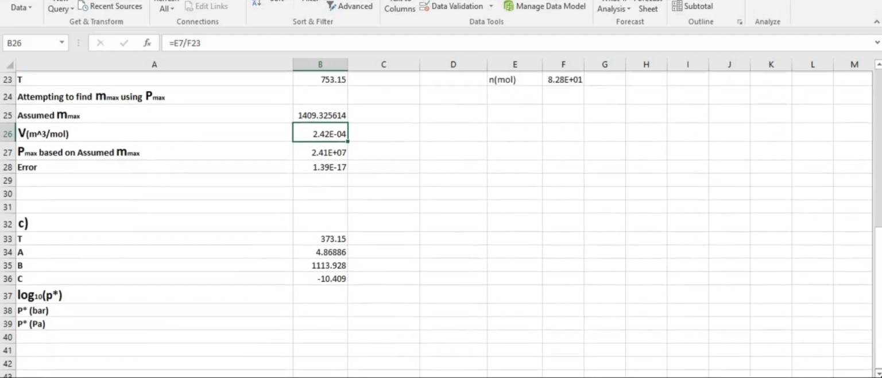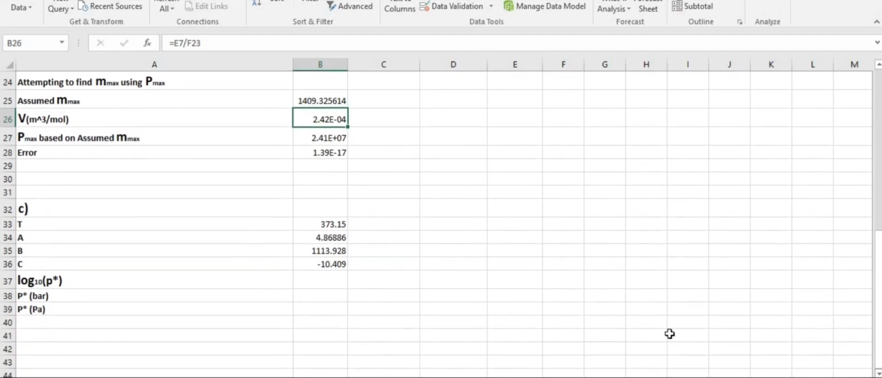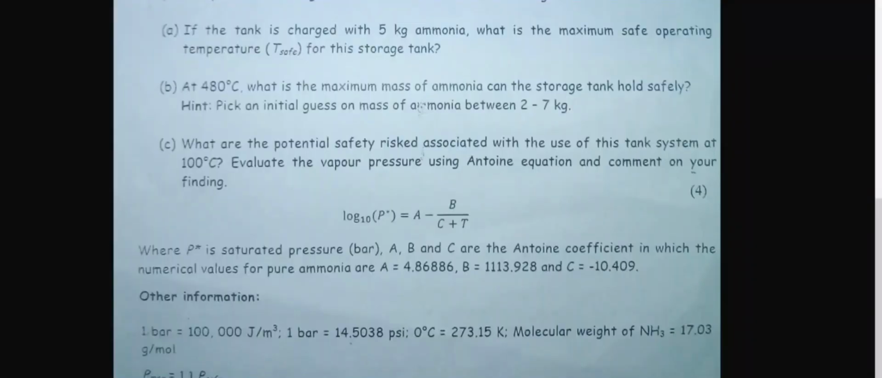Now for the third part of the question, we were asked to evaluate the vapor pressure using the Antoine equation, and we're given the values of A, B, and C, and we're asked to find P. Now remember, this equation is for log P, so even after finding the solution to all this, we are supposed to take the antilog of our answer to get our P, and this P will be in bar.